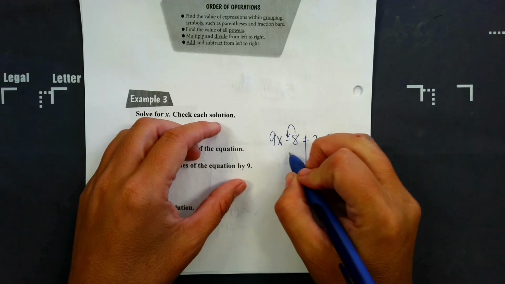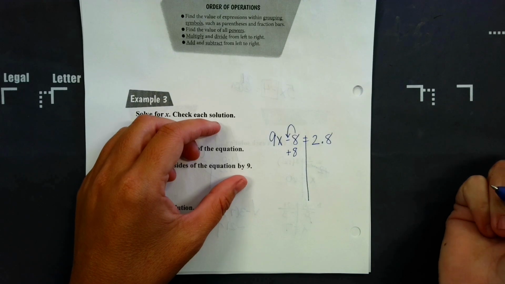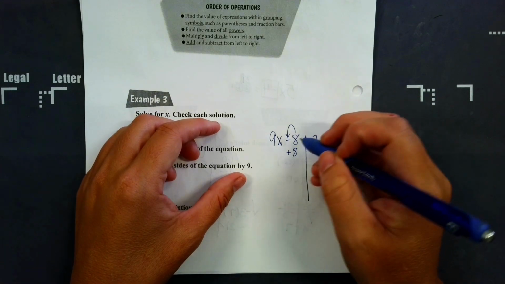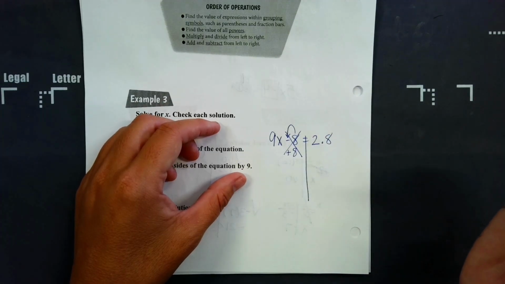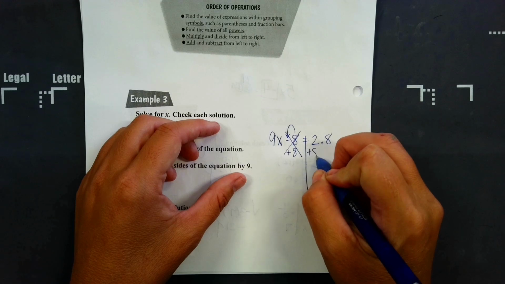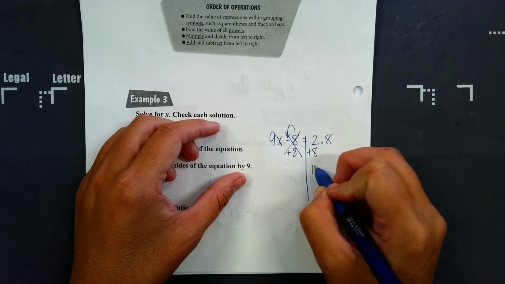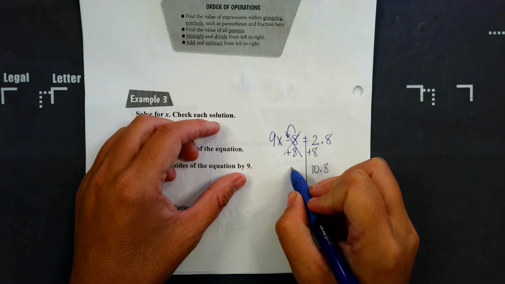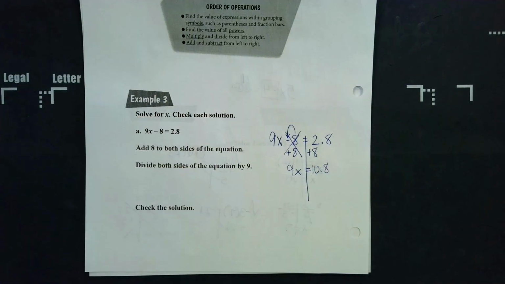Plus 8. Yes. Inverse operations. Cancel. Whatever I do to one side. So I have 10.8 over here. Do you agree? And what do I have over here? 9x.